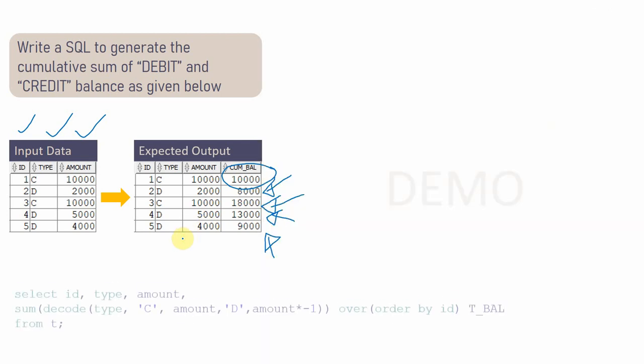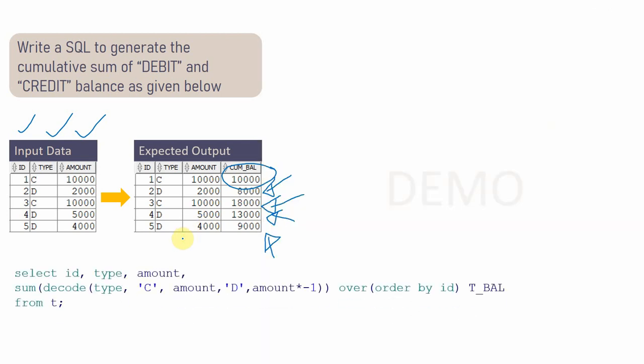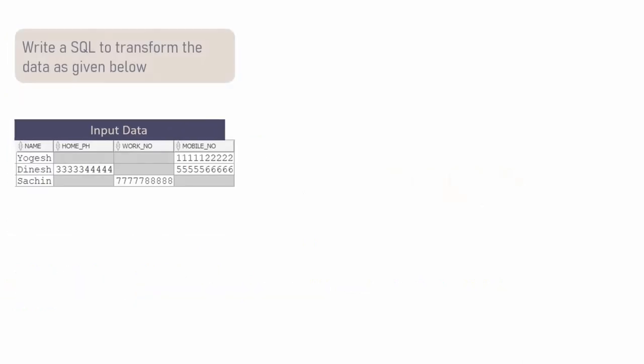Okay. So this is our first query. Here is the query, and it is very simple. If it is a credit, you use the amount as it is. If it is a debit, you multiply with -1 to consider it as a negative number. And finally, you take the cumulative sum using the sum analytical function. Fine. Now let us see the second question.